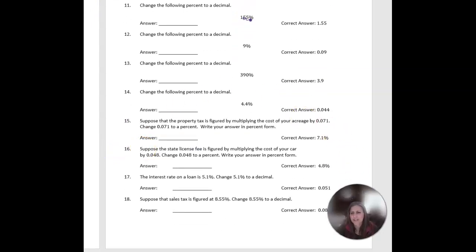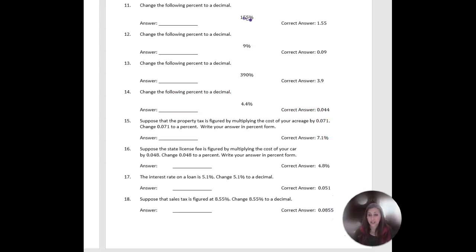So we're talking about percentage rates here. And again, in section 4.4, percentages are a humongous topic. So we want to just get the basics. All we're trying to do today is convert from a decimal to a percent and percent to decimal, understanding the relationship between those two. So number 15, suppose that the property tax is figured by multiplying the cost of your acreage by 0.071. Change 0.071 to a percent.